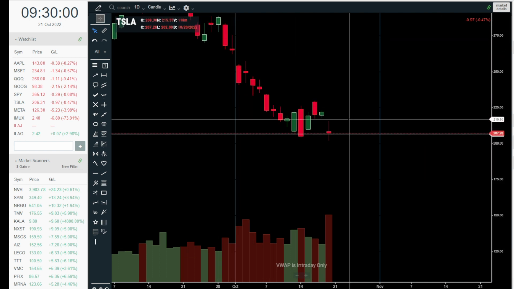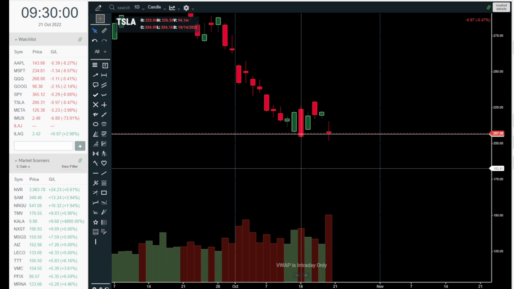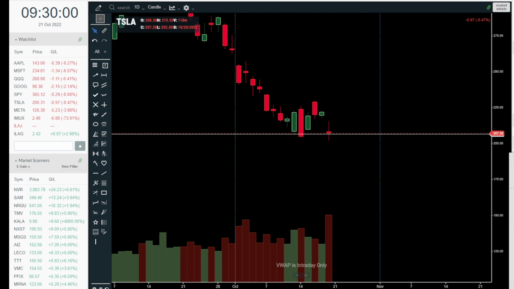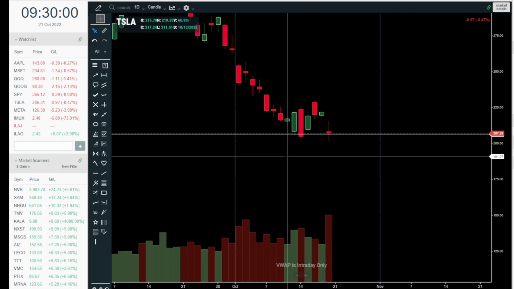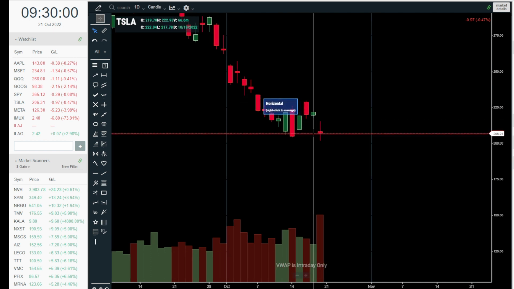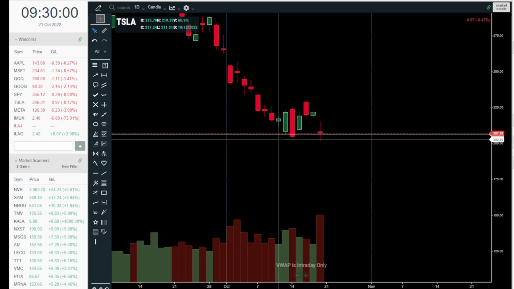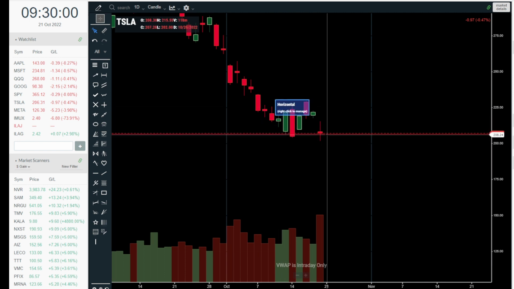Yesterday, on the 20th of October, after the market close, it had earnings. On the 20th it was a big losing day for Tesla, and Tesla ended that day in a doji candle, indecisive, where it just broke a little bit below the low of the day, or the low of the previous four candles, and then it moved back up.